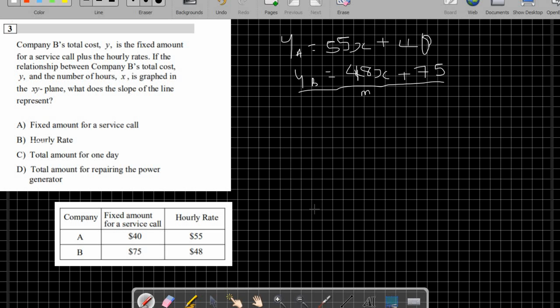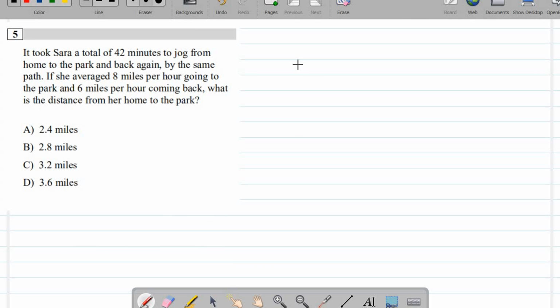Alright, so let's move on. If you look at this, it took Sarah a total of 42 minutes to drive from home to the park. There's a certain distance x, and it took her 8 miles per hour to go, and then 6 miles per hour to come back. But it's 42 minutes to go and come back. We know that speed is equal to distance over time. For the first distance, 8 miles per hour going to the park.